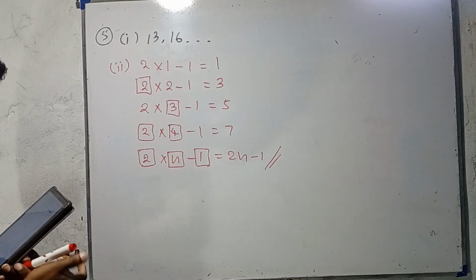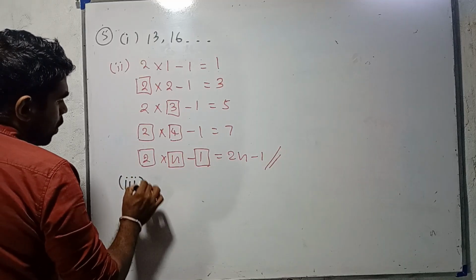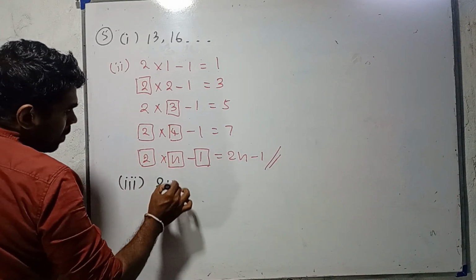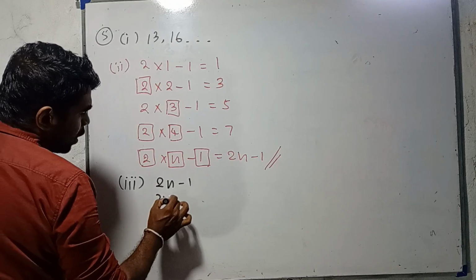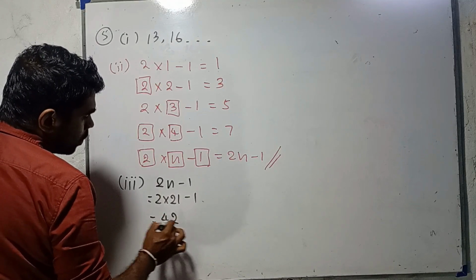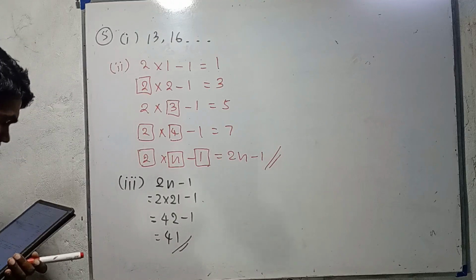Part 2. Find the 21st term of it. When finding the 21st term, we can substitute the n value as 21. 2n minus 1, n value is 21. 2 into 21, 42 minus 1. 41 is the 21st term.